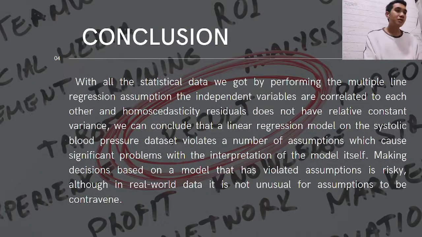To conclude the results, with all the statistical data we got from testing the multiple linear regression assumptions, the independent variables are correlated with each other, and the residuals do not have relatively constant variance. So we can conclude that a linear regression model on the systolic blood pressure dataset violates a number of assumptions, which cause significant problems with the interpretation of the model itself. Making decisions based on a model that has violated assumptions is risky, although in real-world data, it is not unusual for assumptions to be contravened.